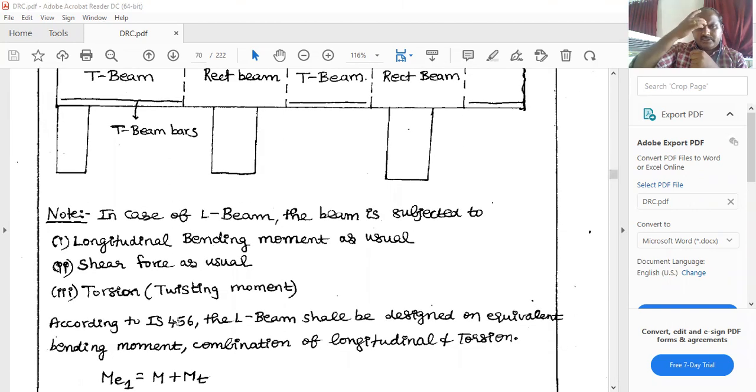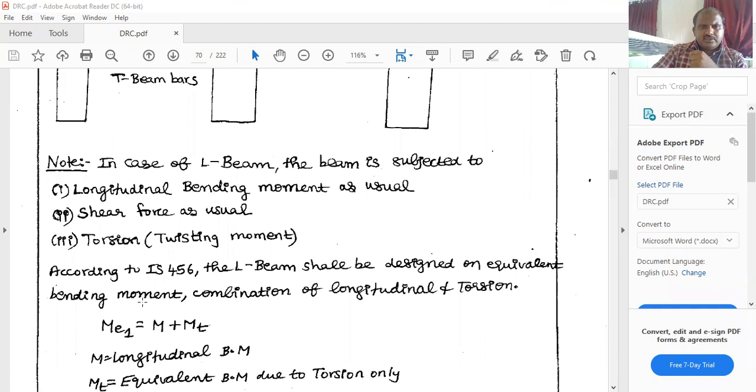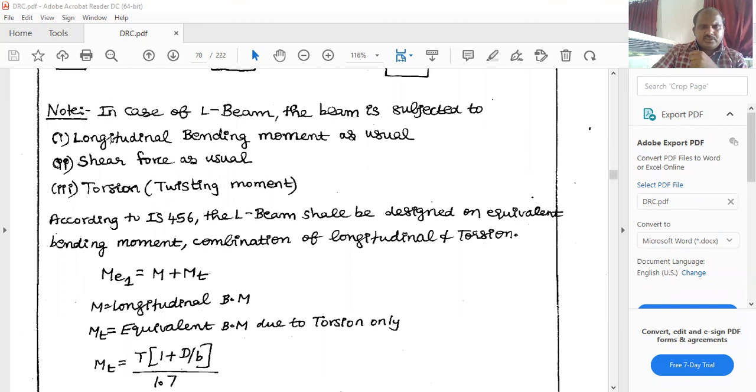In this case, we have to analyze the L-beam or T-beam, which is subjected to, first, a longitudinal bending moment as usual, second, shear force as usual, and then torsion. So this is the most important condition. We have to analyze these conditions.